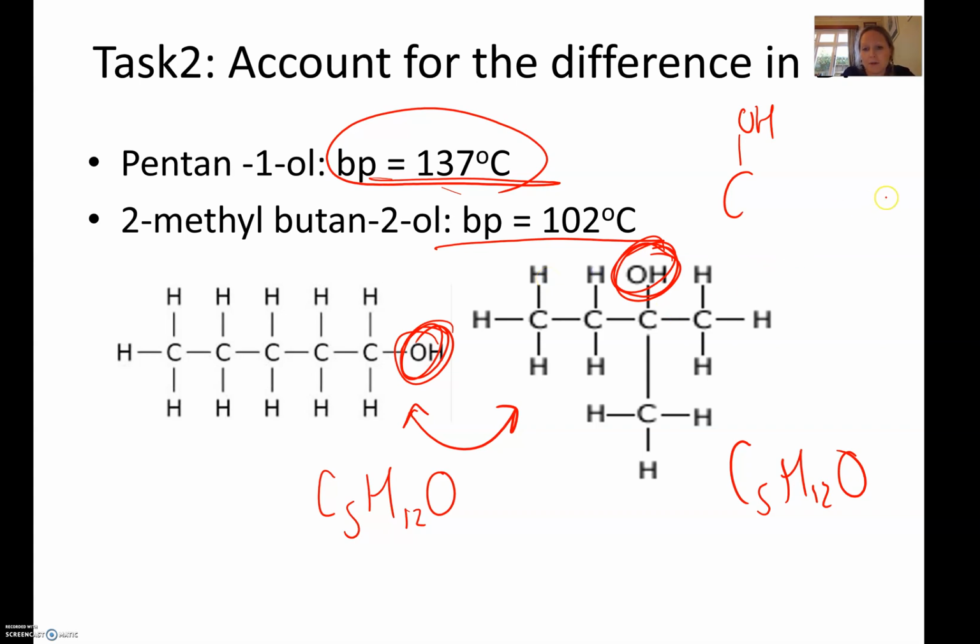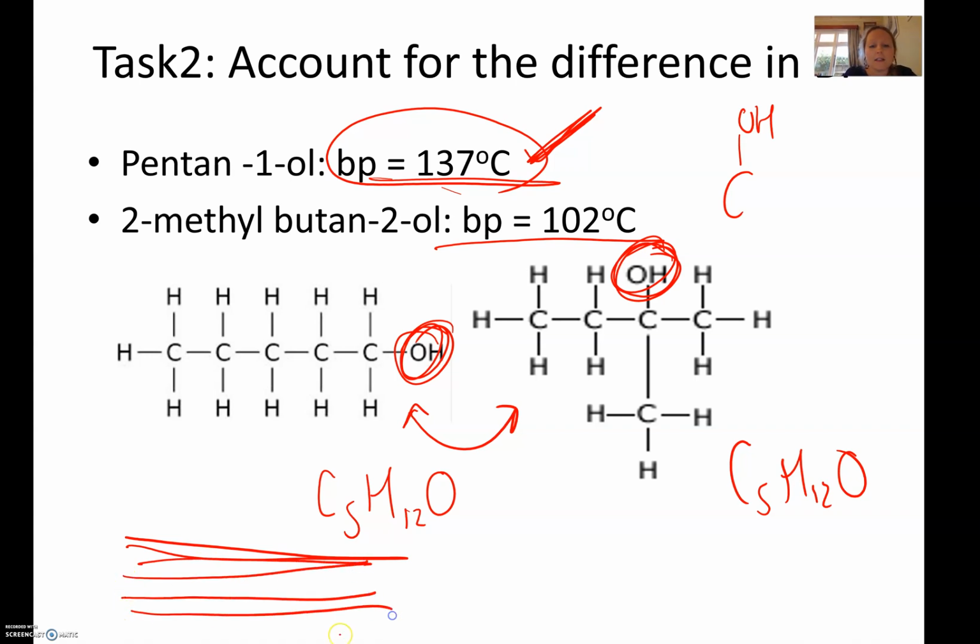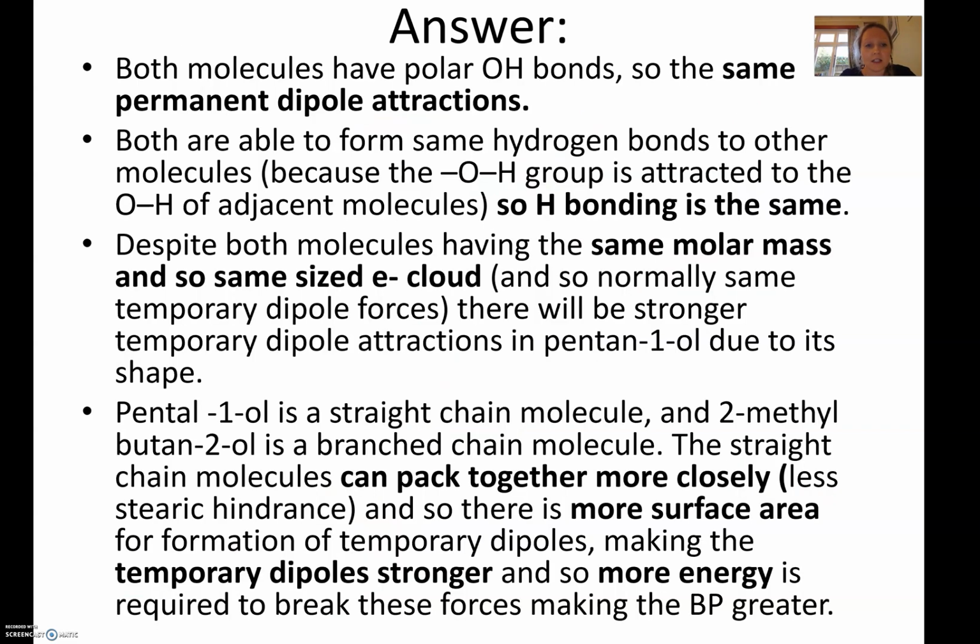So they've got the same permanent dipoles, the same hydrogen bonding, and they've got the same molar mass, so the same sized electron cloud. So why is this one way higher? It's because this structure is a straight chain molecule, which means that they can pack together more closely. There's a greater surface area between the molecules, and the temporary dipoles will be stronger, so more energy to break. I've written this out neatly here, so you can pause and have a wee read and get back to me if you have any questions.